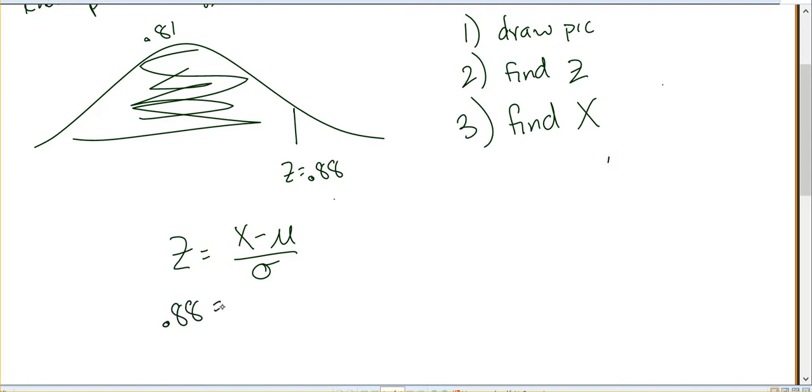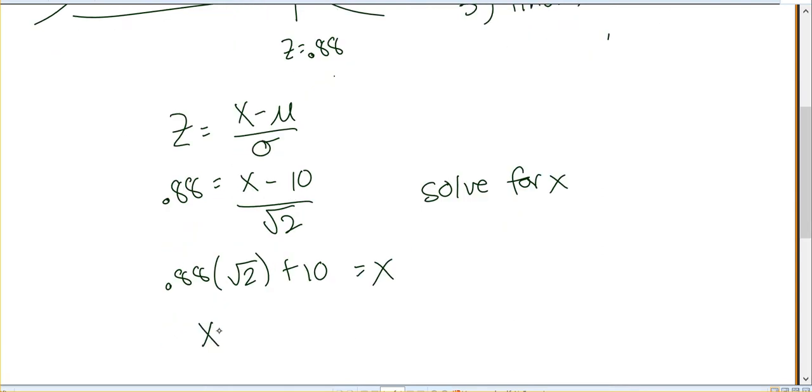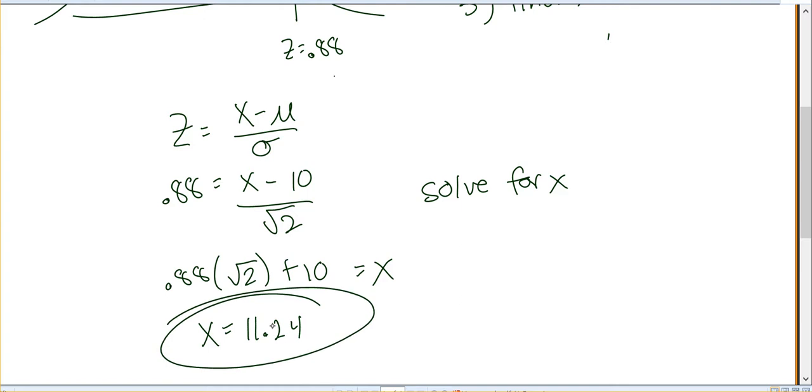So z is 0.88. X we don't know, that's what we're looking for. Our mean is 10, and our standard deviation is the square root of 2. And now let's solve for x. Okay, so we'll have 0.88 times square root of 2 plus 10 equals x. You put this in your calculator, and you get x equals 11.24. So it turns out that about 81% of all of the possible values you can get for this x are going to be less than 11.24.